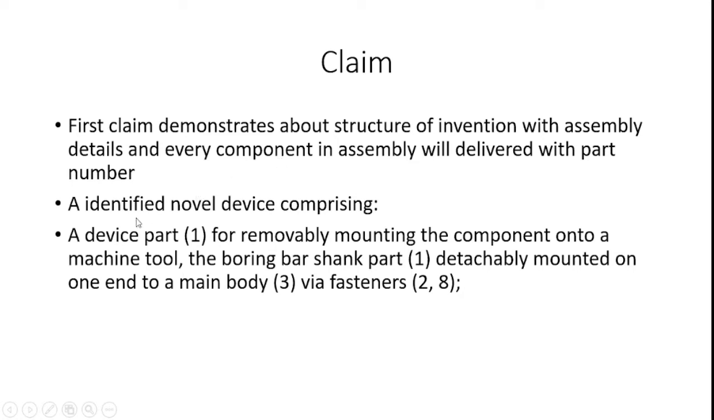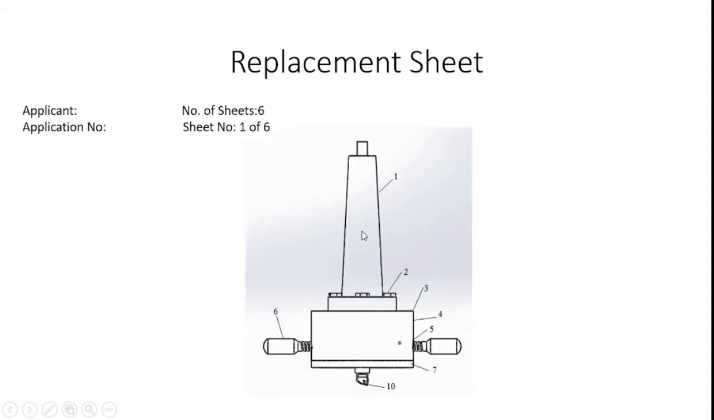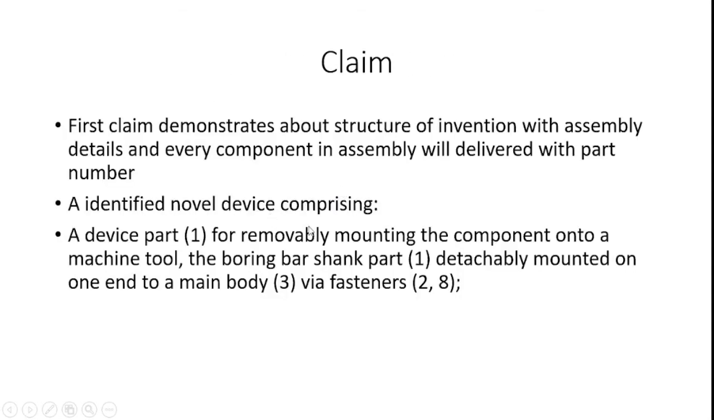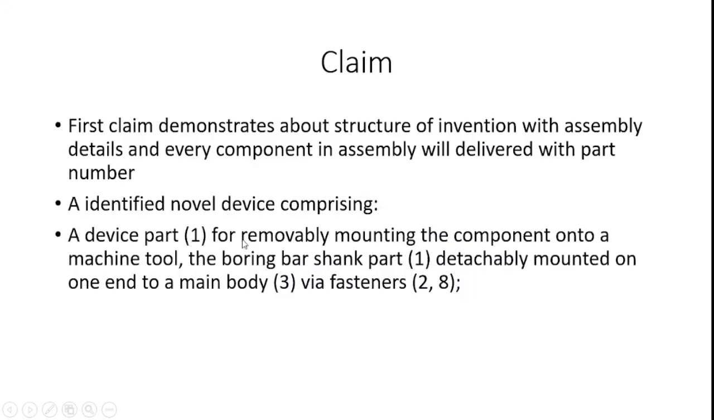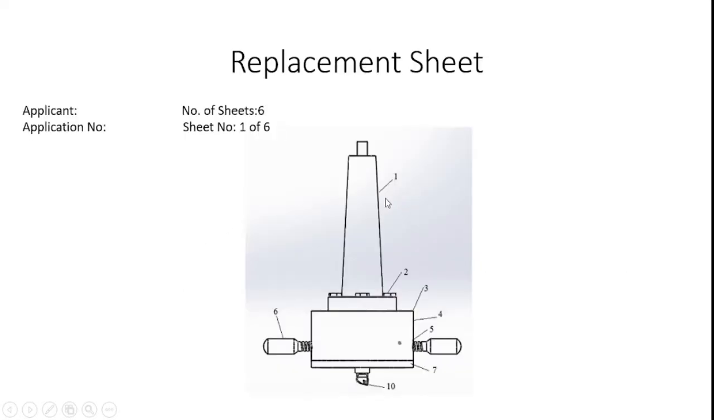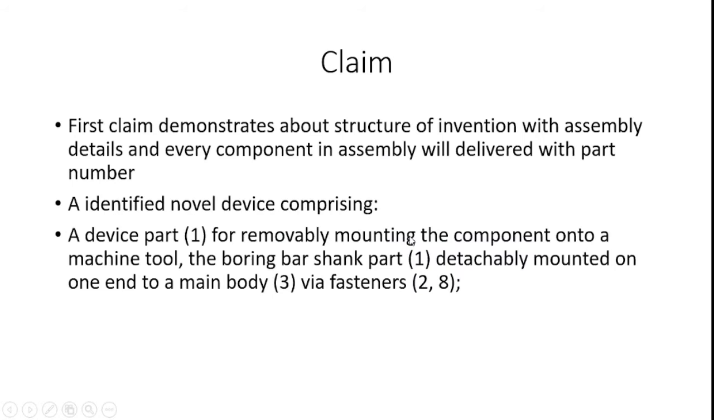For example, an identified novel device comprising a device part 1. Yes, the device part 1 removably mounting the component onto a machine tool. So it can be removable from the machine tool, so I can make a taper-like component, and I can write it as device part 1. The part 1 is the taper part. That part number 1 is for removably mounting the component onto a machine tool.